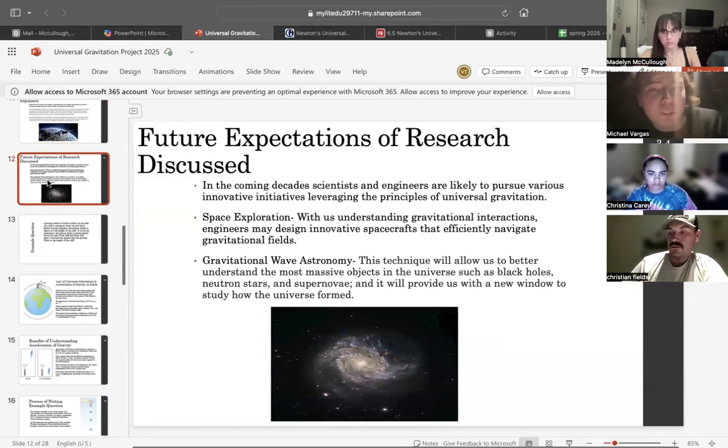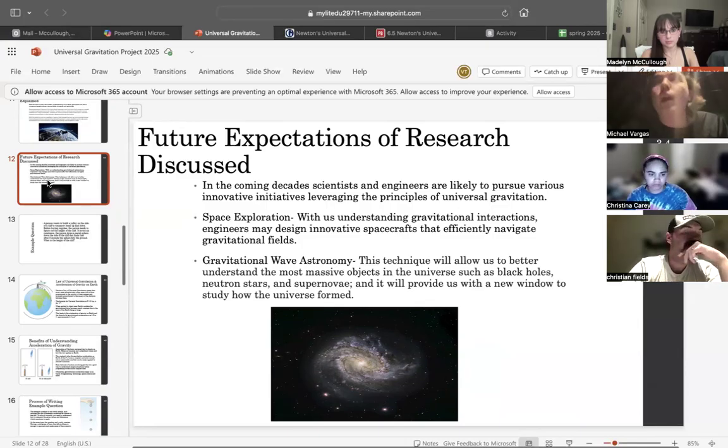Slide 3.4 Future expectations of research discussed. In the coming decades, scientists and engineers are likely to pursue various innovative initiatives leveraging the principles of universal gravitation. Space exploration, with us understanding the gravitational interactions, engineers may design innovative spacecraft that efficiently navigate gravitational fields.